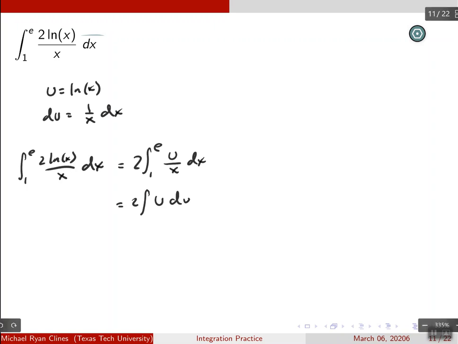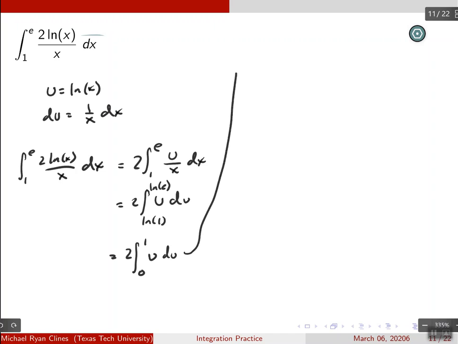But since this function's in terms of x, these limits of integration are in terms of x, so we have to shift these limits of integration using u. So our new limits of integration are the natural log of 1 and the natural log of e. This is just equal to 2 times the integral of natural log of 1 is just 0, and the natural log of e is 1. Those are a couple things you're just going to have memorized. Lock down the natural log of 1 is equal to 0, natural log of e is 1. Just know that. That's something you're going to want to know. Of u du.